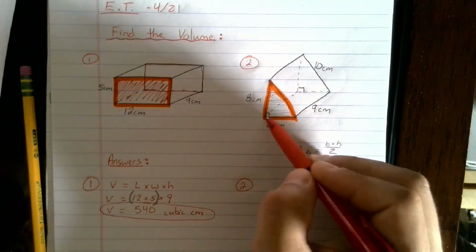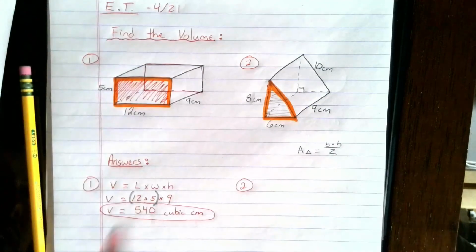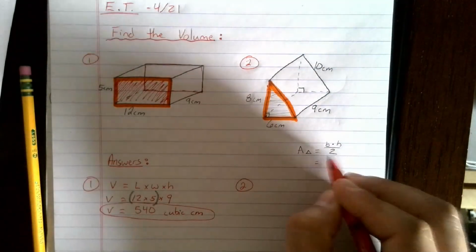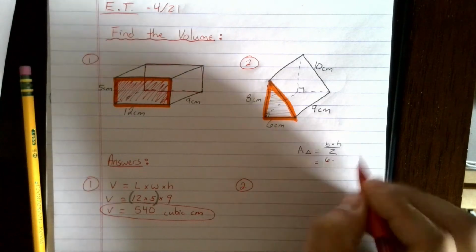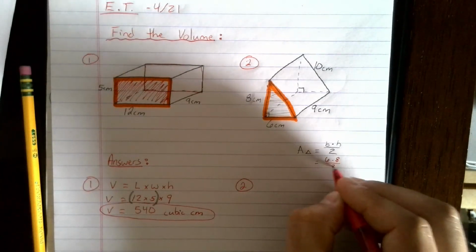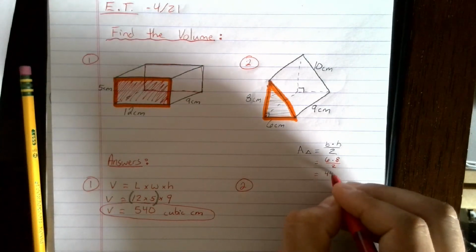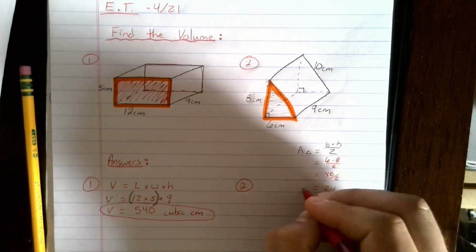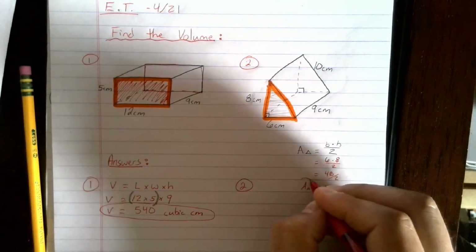If I took the area of this triangle, which I'll continue to do the math right here, the area of that front triangle is the base of the triangle, 6, times the height of the triangle, 8, divided by 2. That's 48 divided by 2. The area of the front triangle is 24. Okay, that's the area of the triangle.